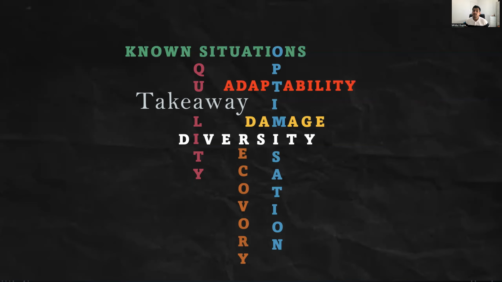And lastly, it's about adaptability. It sums up everything. It should have quality and diversity, a diverse set of skills or recovery systems from those damages, to be adaptable to a situation, to still be able to do all the tasks. So these were my takeaways from this research paper, and I enjoyed it very much.